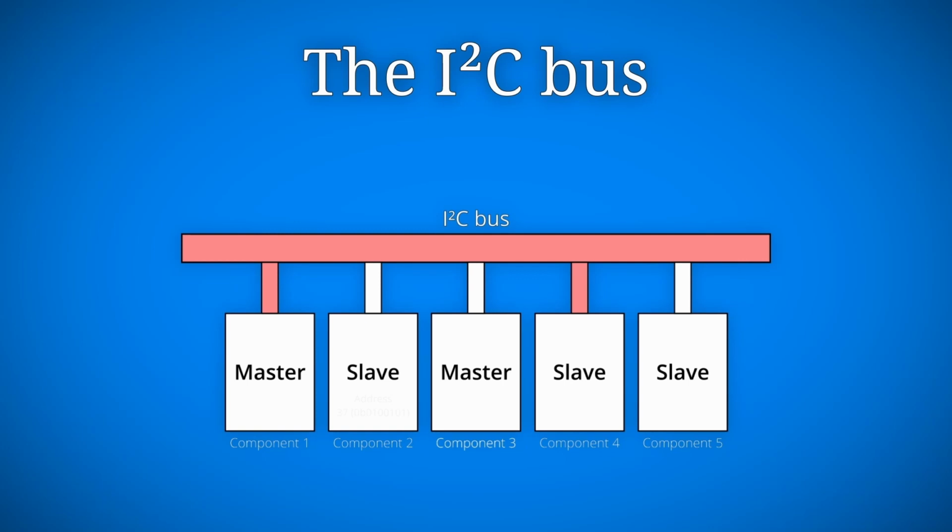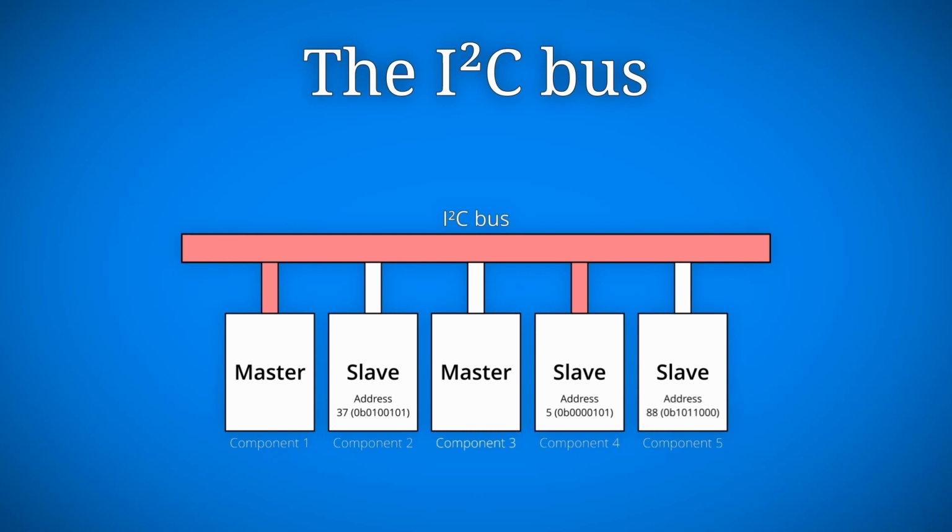To select a slave, the master must use the slave's identification number. This number is unique for each slave and it's called the slave's address. The slave address is encoded on 7 bits. So, there are 2 to the power of 7, 128 available addresses.